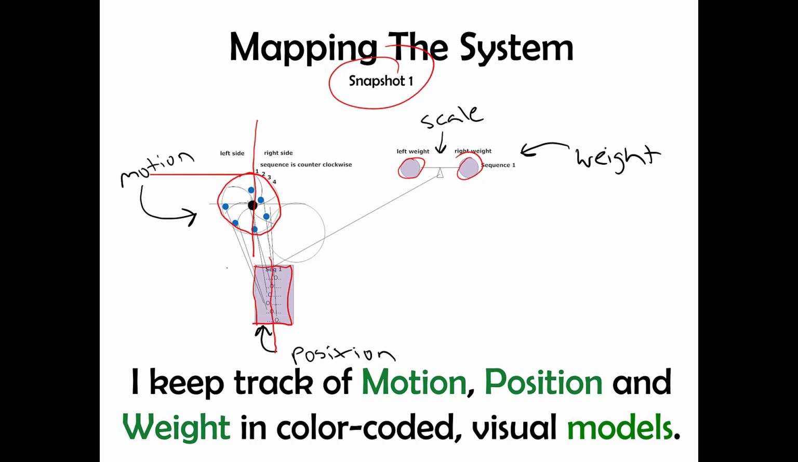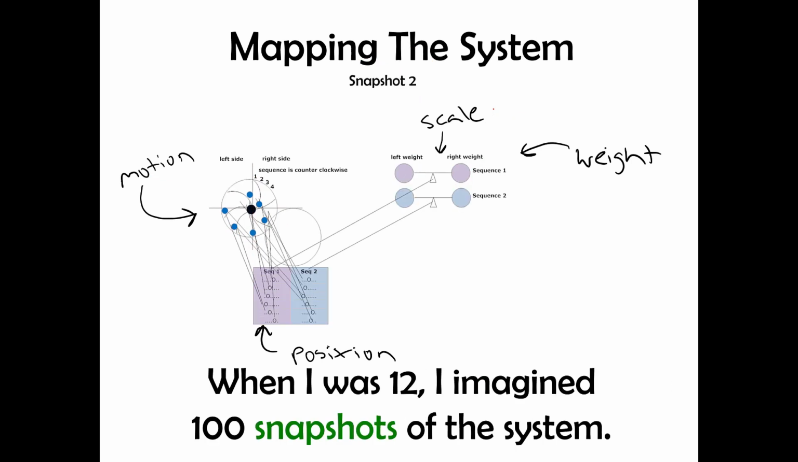And what you'll see, based on this way of looking at it, is the left weight is always equal to the right weight, at least at snapshot 1. And if you do it again, we've rotated to this position, the marbles wiggle around inside the system, and the left weight is equal to the right weight.